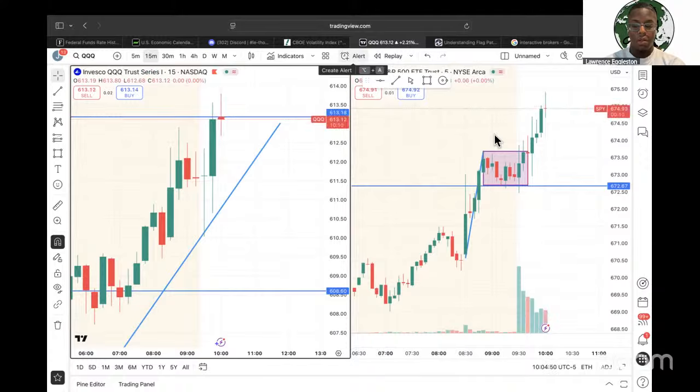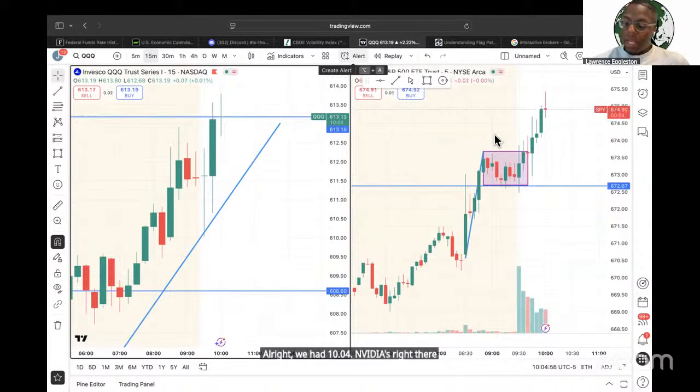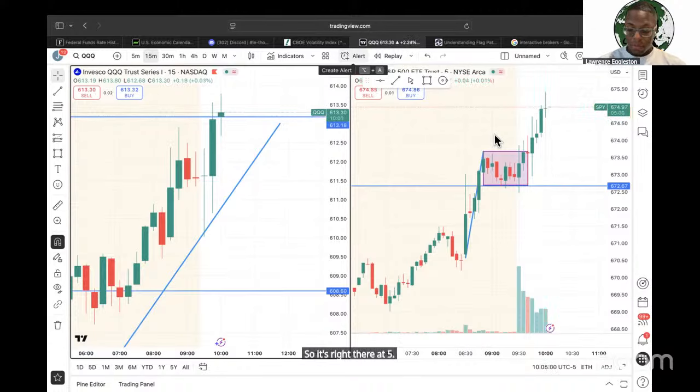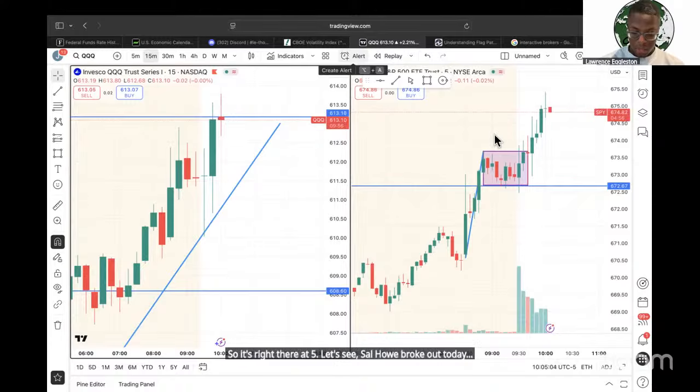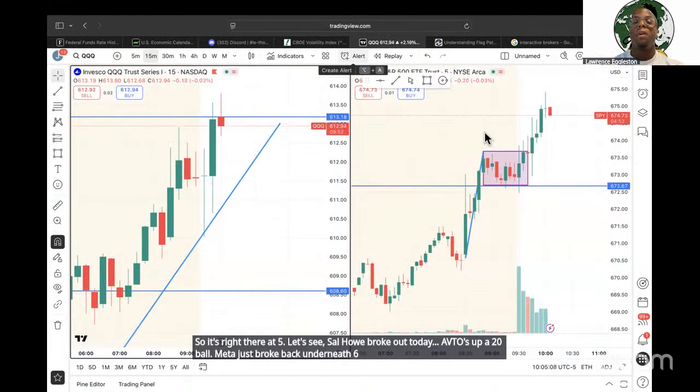All right, we're at 10:04. Nvidia is right there, currently still at 195. Let's see, SoundHound broke up today. AVGO's up a 20 ball. Meta just broke back underneath 600. Got the alert there.